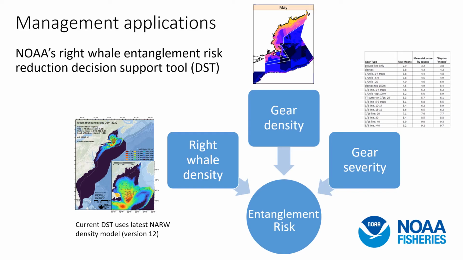The model is particularly useful in management applications that require an estimate of absolute density. For example, NOAA uses the model in their right whale entanglement risk reduction decision support tool, which combines maps of right whale density, fishing gear density, and gear severity metrics to estimate entanglement risk.